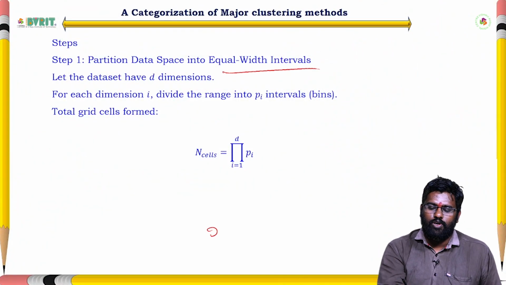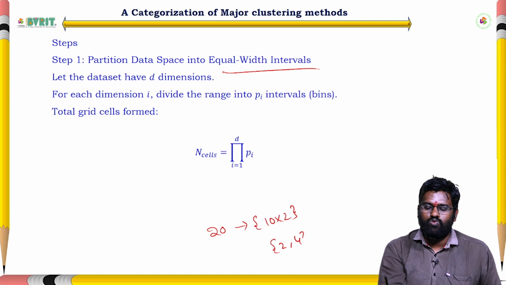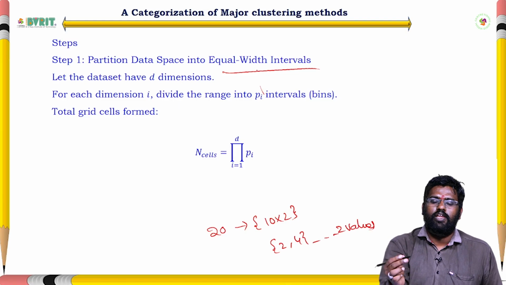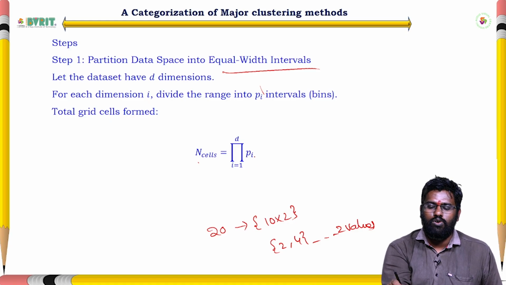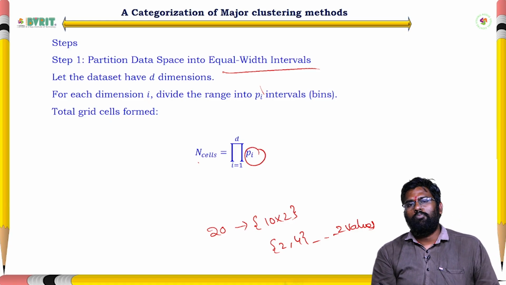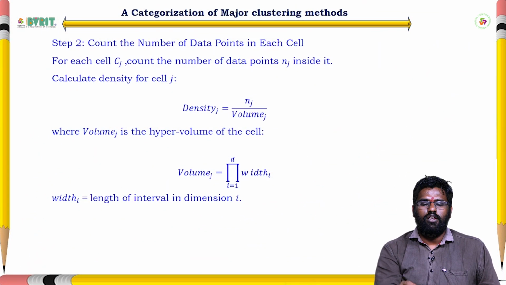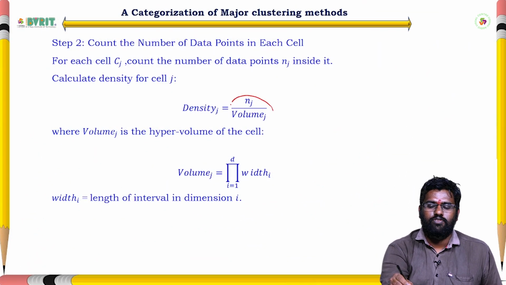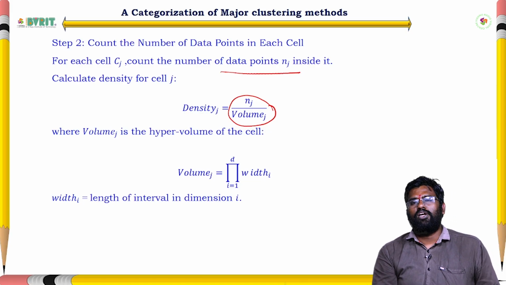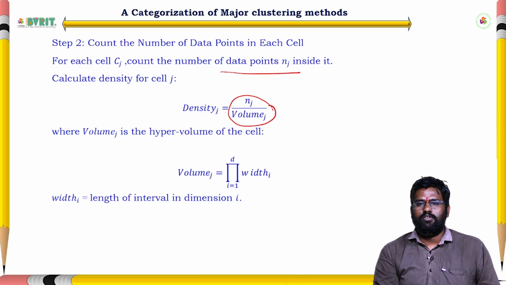For example, we are having 20 values, so we have to divide that into 10 into 2. So each set is having 2 values, 2, 4 like this. Only a pair of 2 values we need to take. Equal width we need to divide. Then we need to calculate for each dimension the cells equal to the range intervals, how many range intervals there should be. Next, we need to count the density value Ni by volume Vj. Ni means the number of data points, and volume Vj means the particular volume value between the density points.